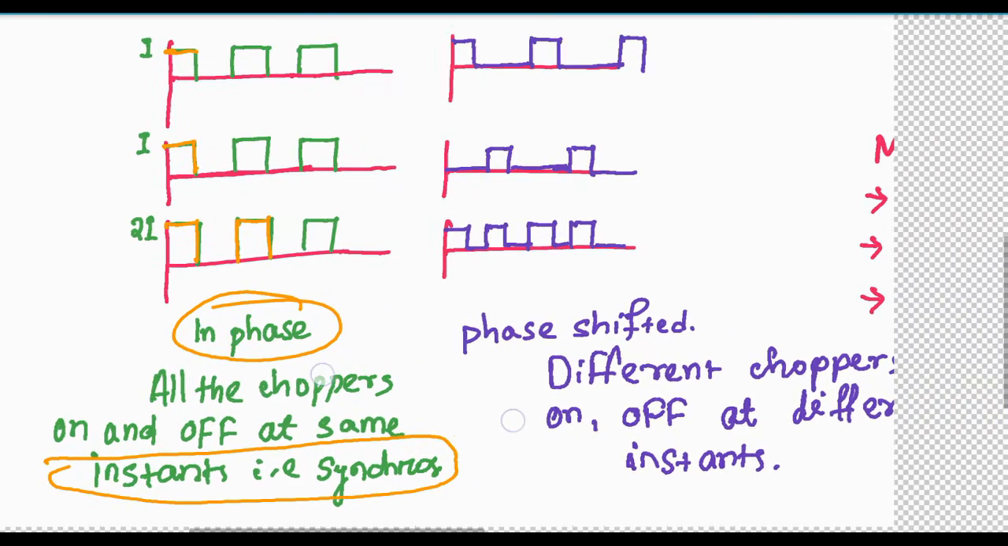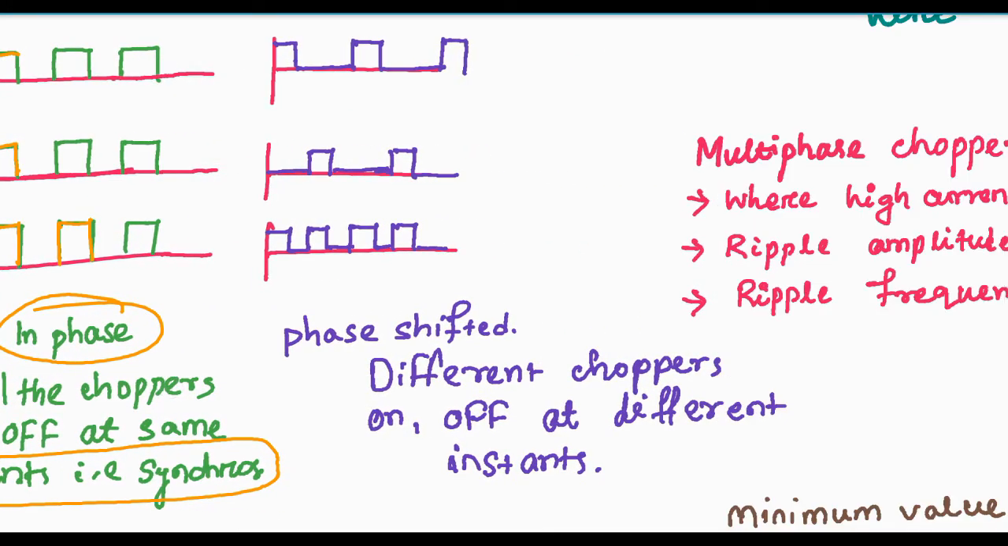But in case of phase shifted, suppose this one is the first chopper having amplitude I, and the second one also has amplitude I, but the second one is phase shifted by some angle, and these will be added to give an output like this.